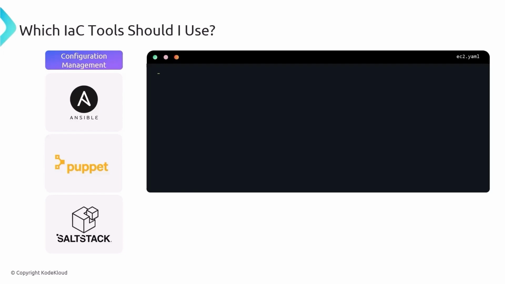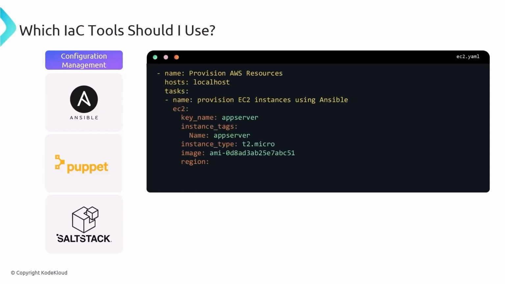For example, we can make use of the EC2 module in Ansible to provision EC2 instances in AWS. And while this can work perfectly for this use case, it is not recommended to use configuration management tools to provision infrastructure, especially when dealing with large infrastructures. Let's see why.